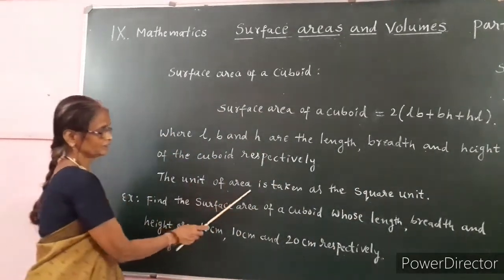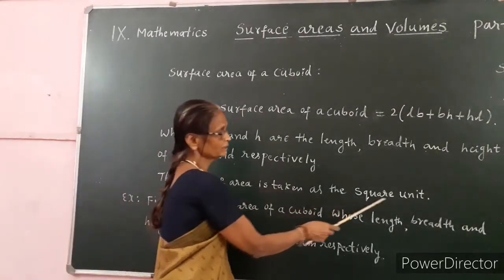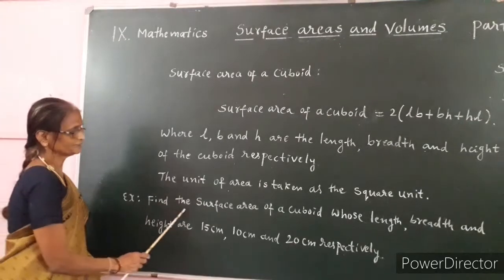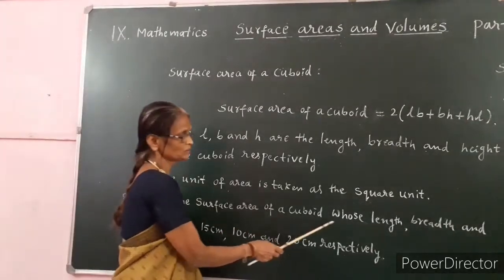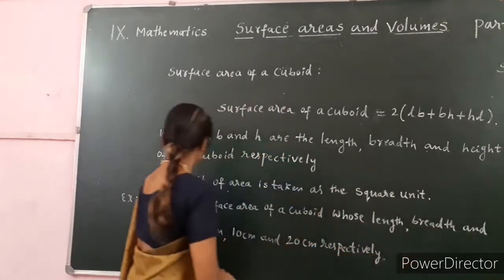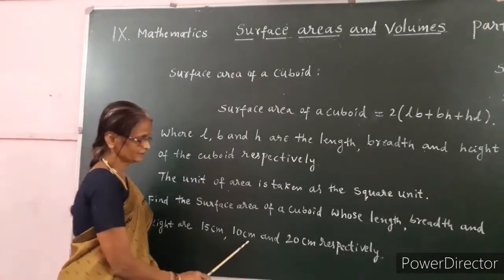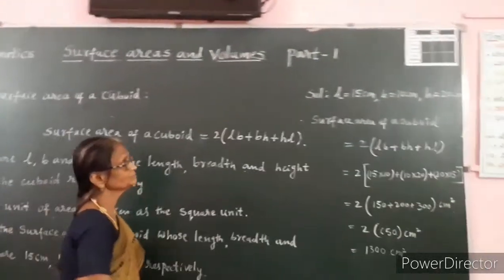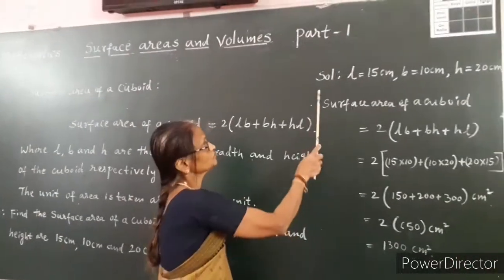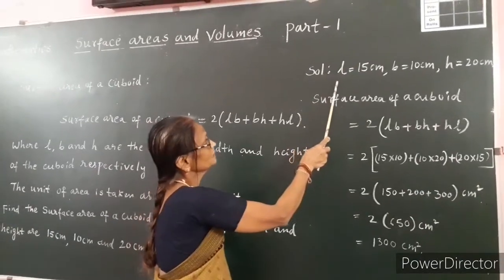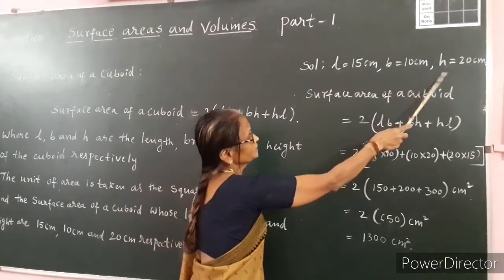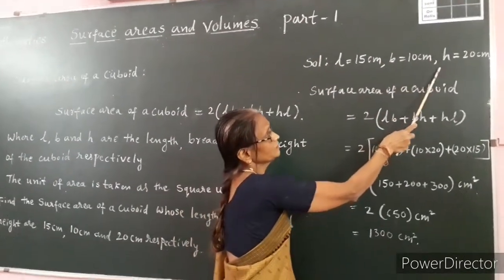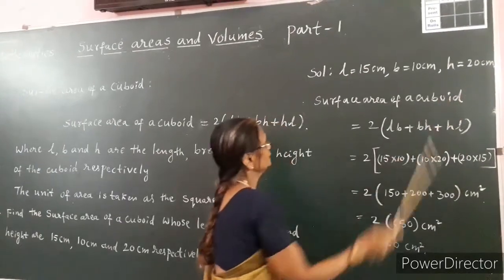The unit of the area is taken as the square unit. And let us see an example. Find the surface area of a cuboid whose length, breadth and height are 15 cm, 10 cm and 20 cm respectively. Solution: L, B and H are given. L equal to 15 cm, B equal to 10 cm and H equal to 20 cm.